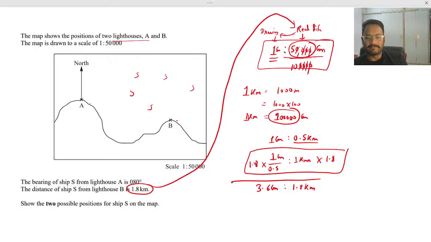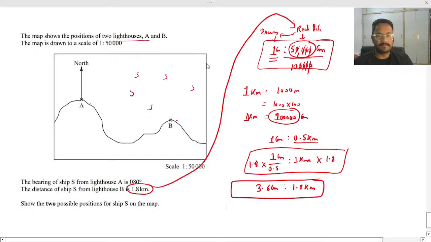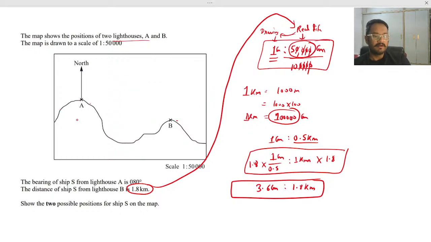Now we don't know the exact position of the ship S. Now what we can do is read the question again. The bearing of ship S from the lighthouse A. Now lighthouse A, say this is 80 degrees on the bearing of 80 degrees. So I can make a straight line on the 80 degrees, and this I can write as 080 degrees. Done. Now you can use your compass and make an arc of 3.6 centimeter. So you need to measure on the scale.